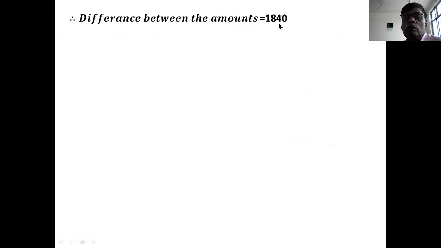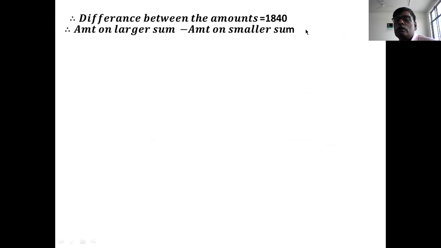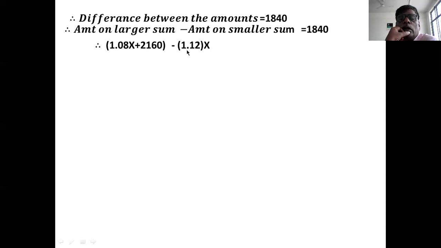Difference between the amounts is equal to 1840. This is the statement. So you take the larger amount: amount on larger sum minus amount on smaller sum is equal to 1840. Therefore, larger amount is 1.08x plus 2160, minus smaller amount, which is 1.12x, is equal to 1840. Clear?